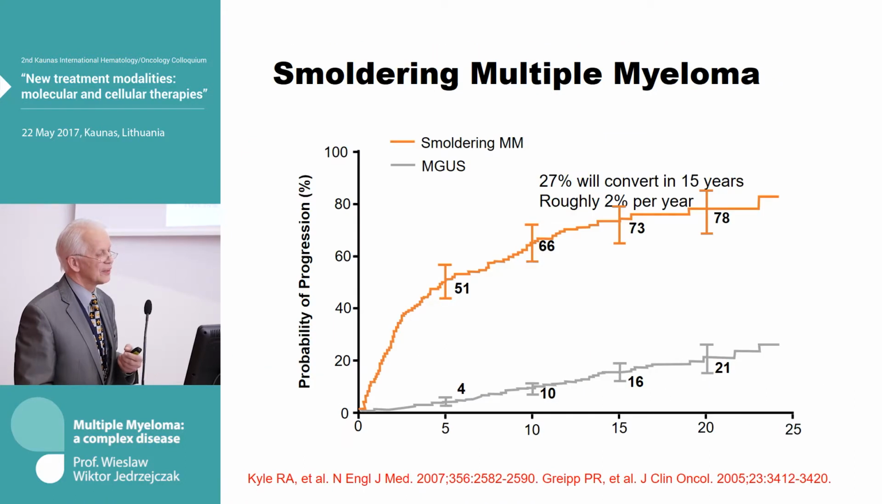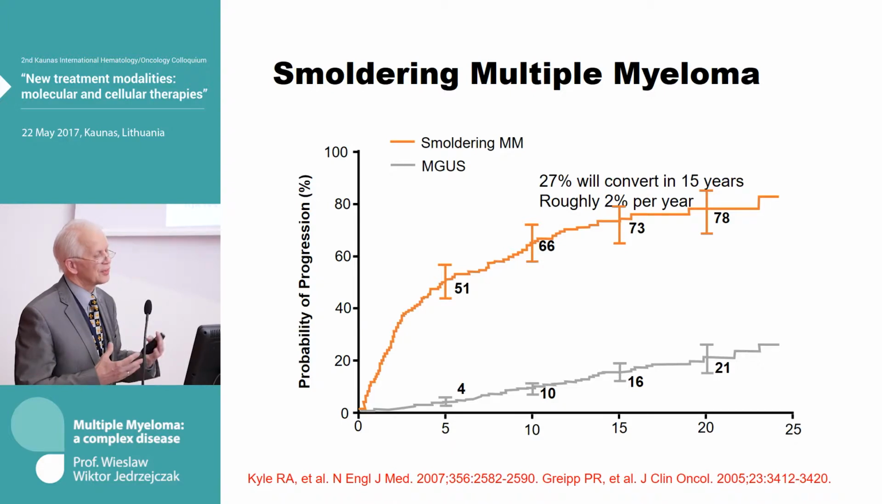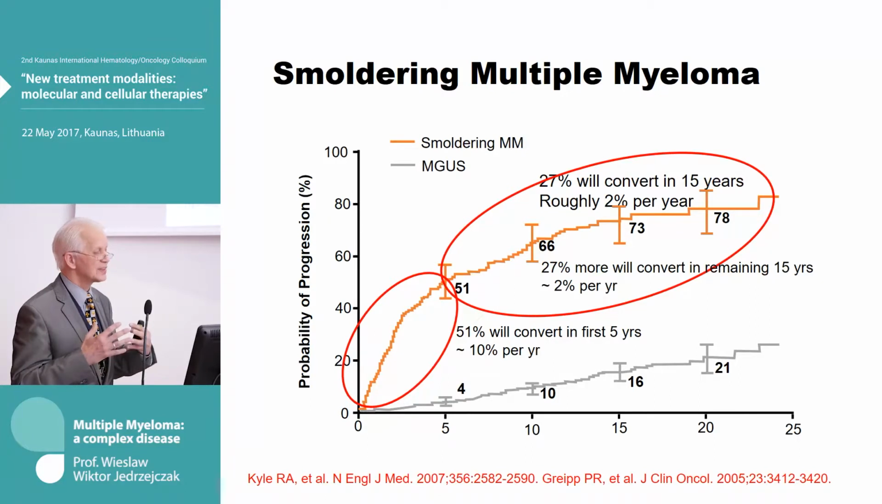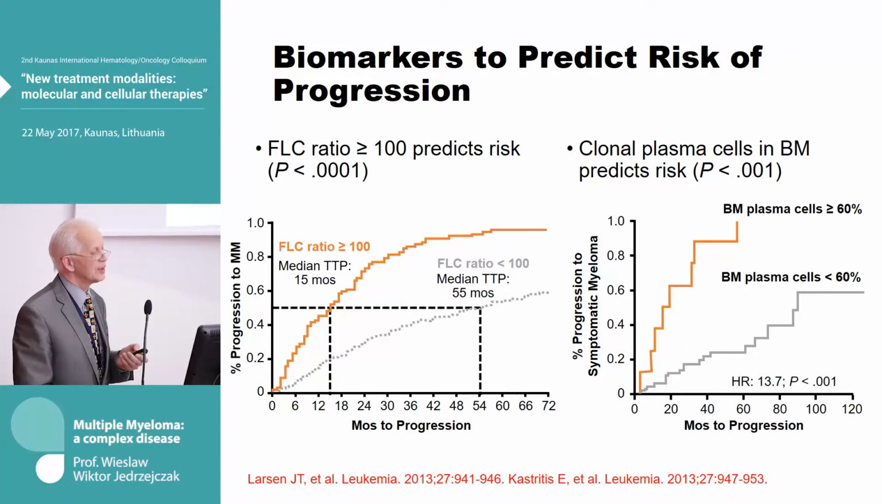Because even within smoldering multiple myeloma, one can differentiate two different subgroups that behave a little bit differently. So they are shown on this slide. Some of these will progress very early, some of them late, and so they will require different intensity of our attention in order to find the appropriate moment to initiate the treatment.